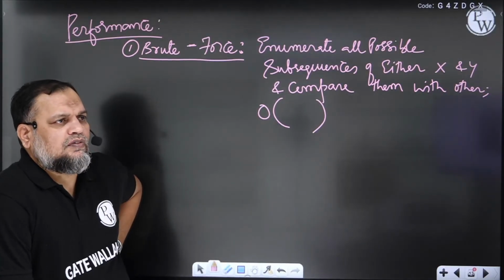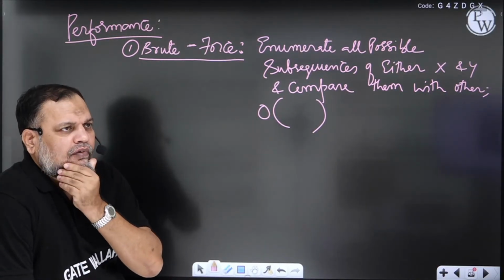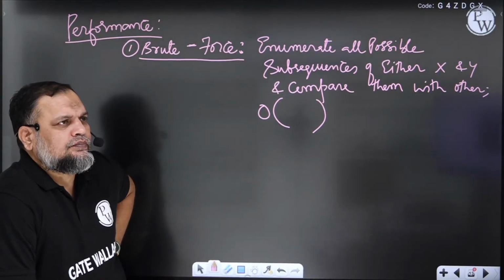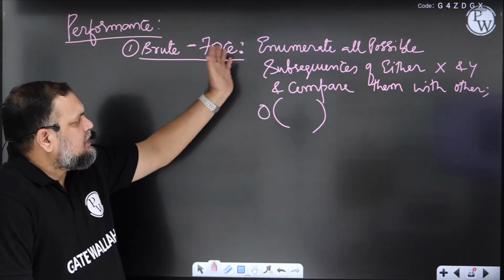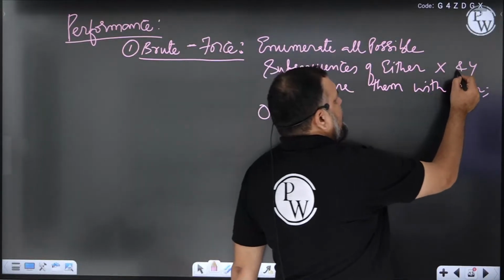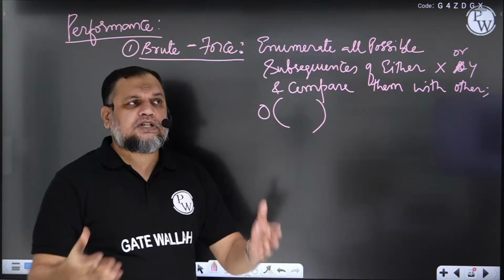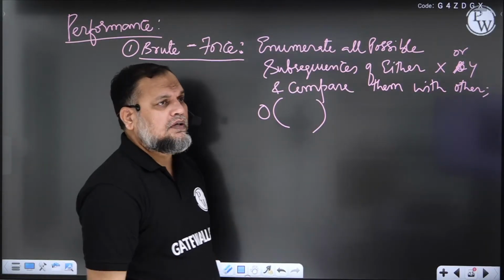Come on, boys and girls. क्या होगा time complexity if I go with enumeration? Enumerate all possible subsequences of either x or y, and then compare it with the other. Exponential value बताइए मुझे, कैसे होंगे.